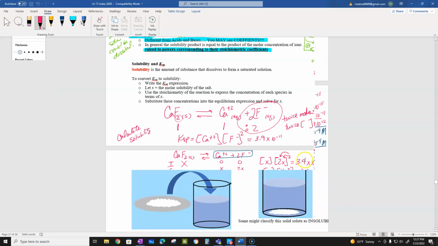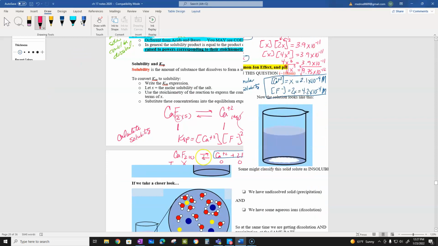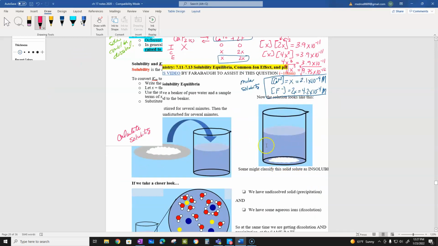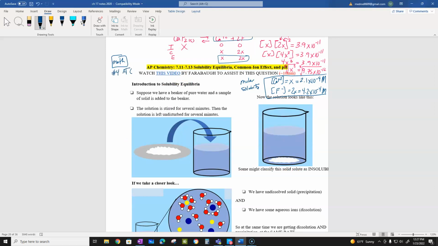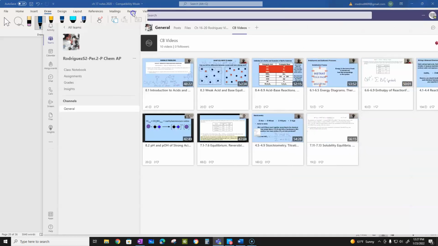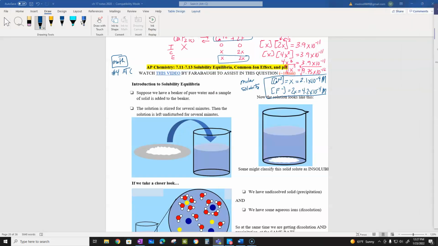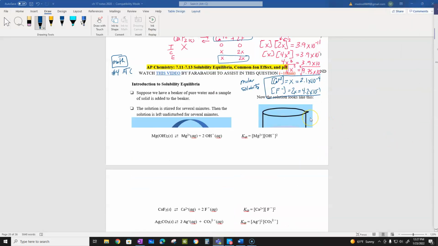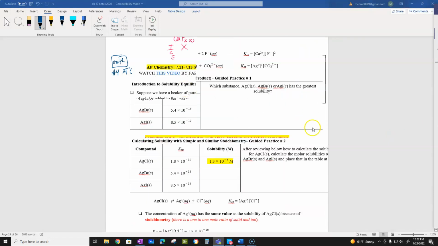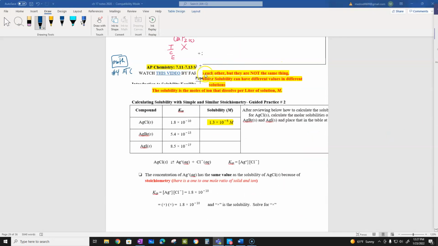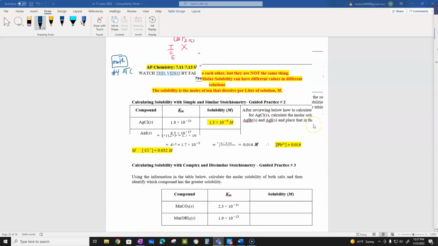You guys are going to get some practice with this, because you need to visualize what is happening here. In AP Video 7.11 to 13, around 10 minutes, you are going to watch the video, and they're going to give you a ton of practice. As you see, AP in yellow, they're shouting at you, and tons of practice.